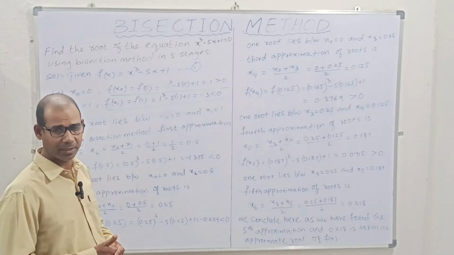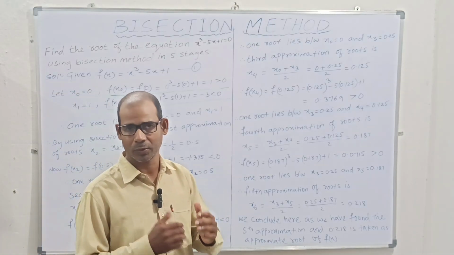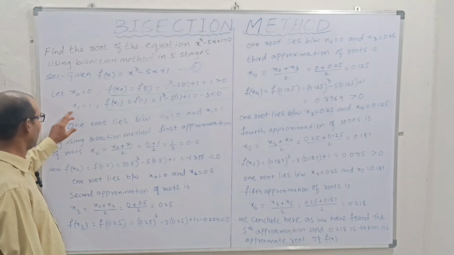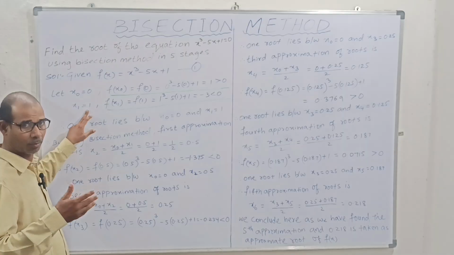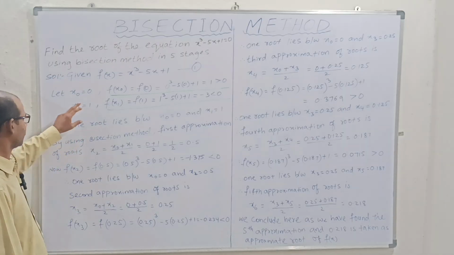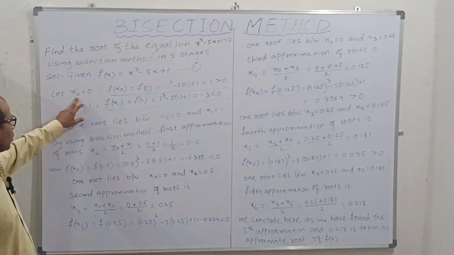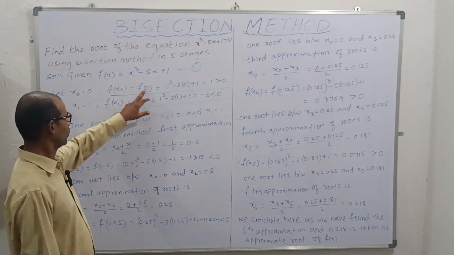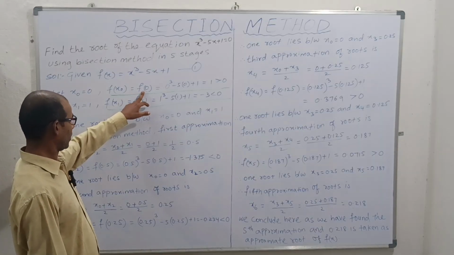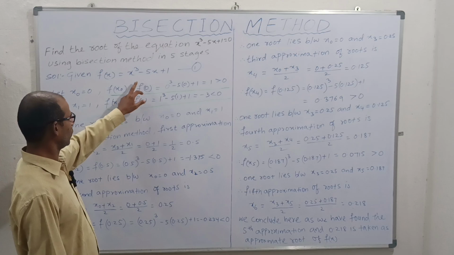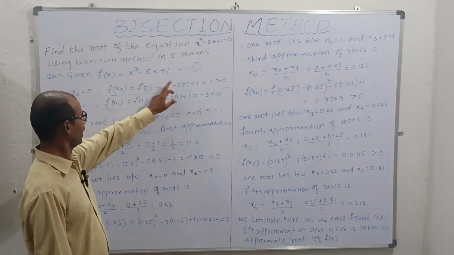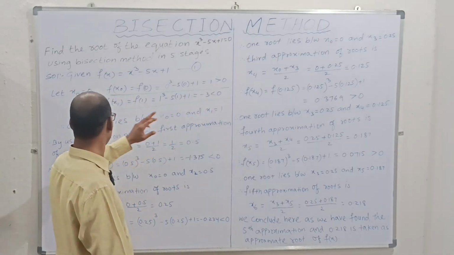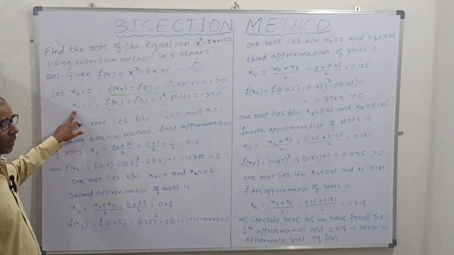As I told you, in the bisection method we have to find the two values a and b. Here we take the two values x naught equals 0 and x1 equals 1, which are found by inspection. Let us take x naught equals 0. What is the value of the function at x naught equals 0? f of 0 is 0 cube minus 5 into 0 plus 1, which equals 1. So this is positive.